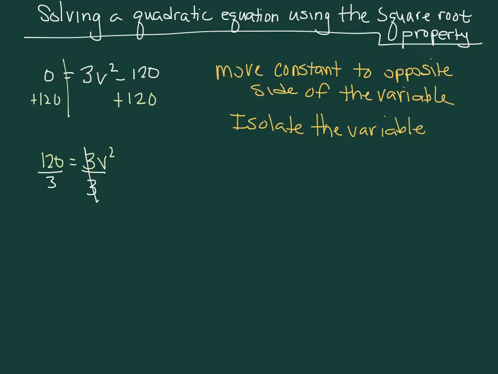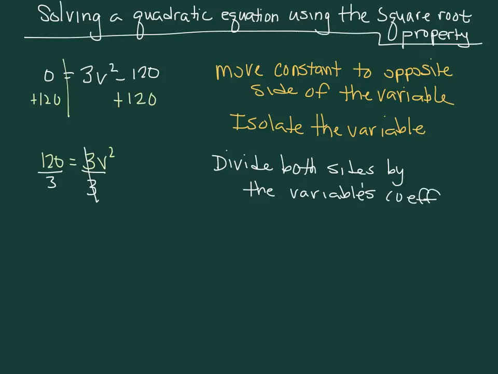So once you hit this stage, you are going to divide both sides by the variable's coefficient. Okay? And again, 3 is the coefficient. It's the thing that sits in front of the variable. So dividing both sides by that, I'm going to get 40 equals v squared.